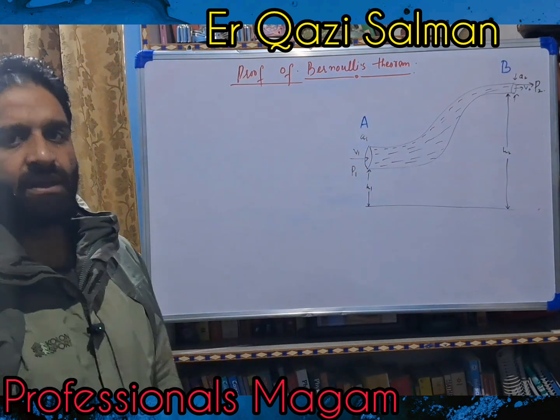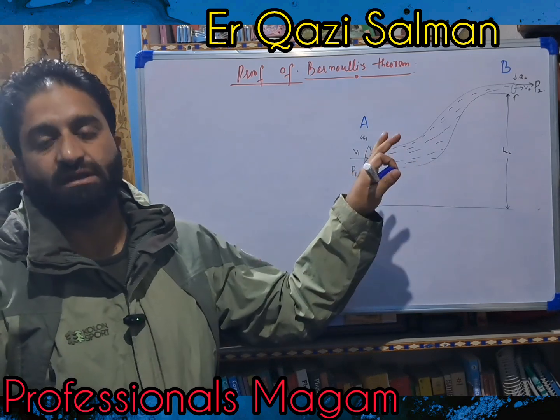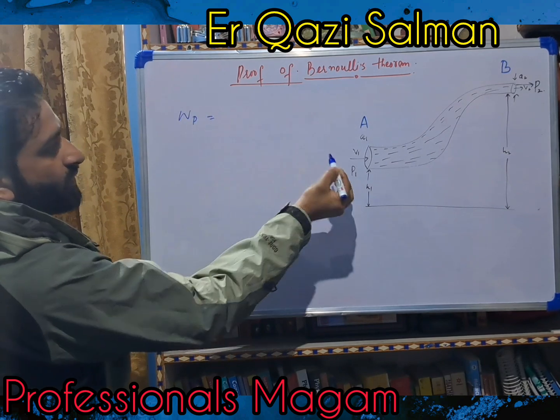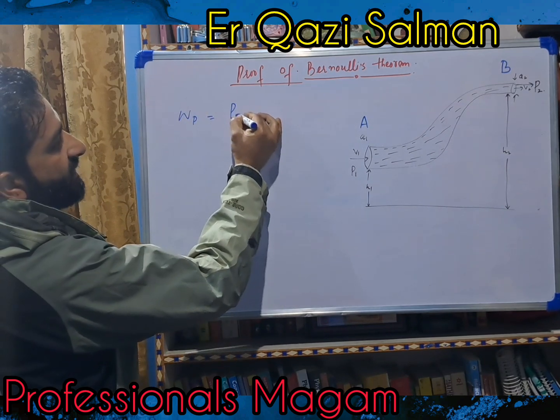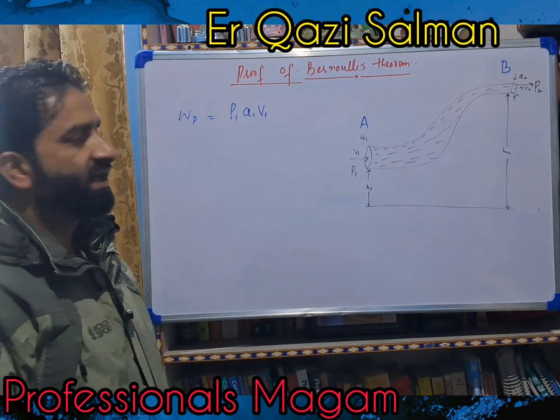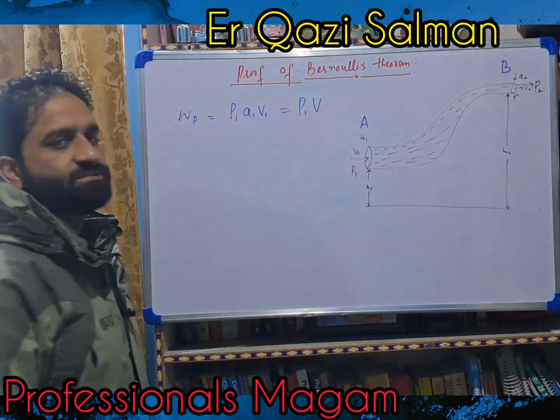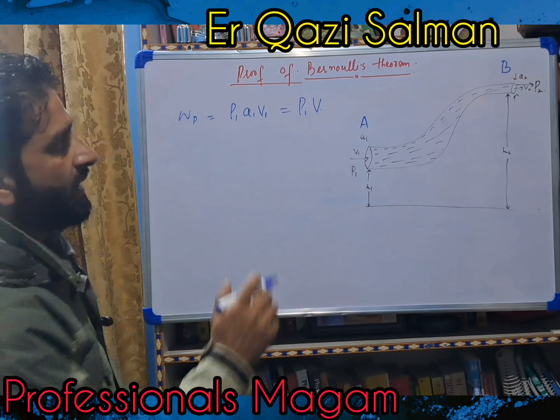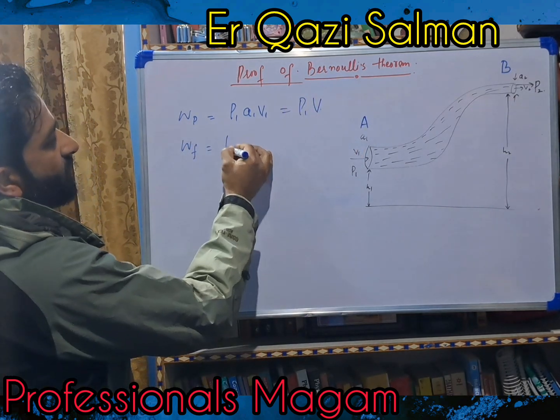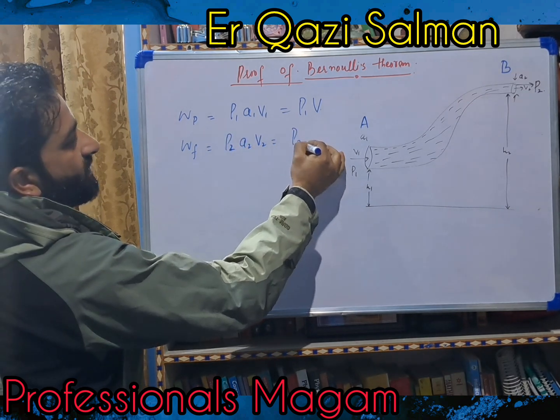The work done per second by the pressure on the fluid at A in pushing it is equal to P1 A1 V1, where P is the pressure, A is the area and V is the velocity. That is equal to P1 into V, that is pressure into volume. Now the work done by the fluid against the pressure at B will be equal to P2 A2 V2, that is equal to P2 into V.